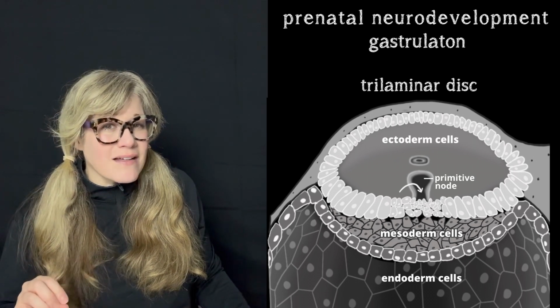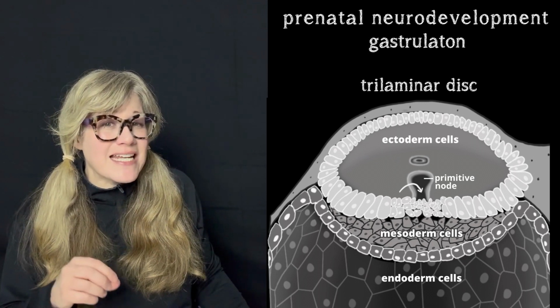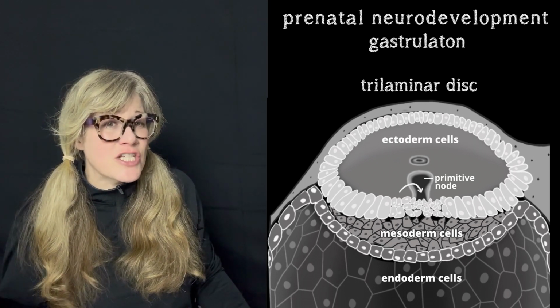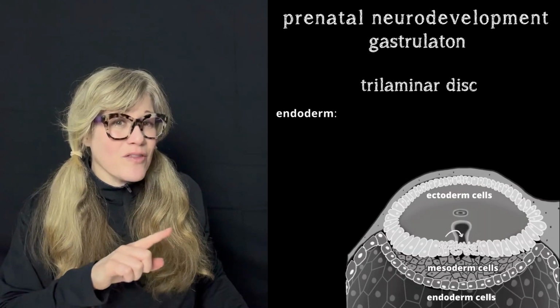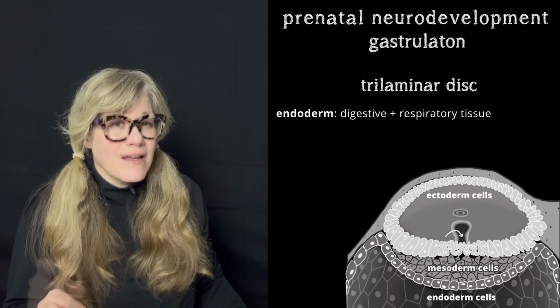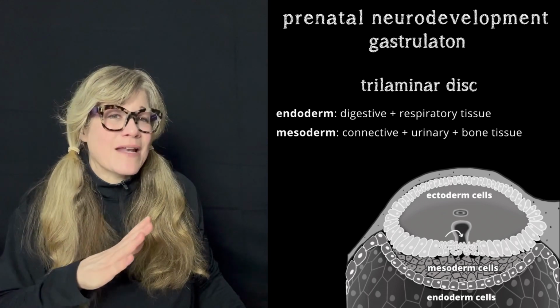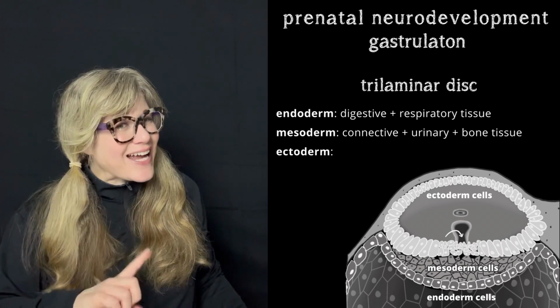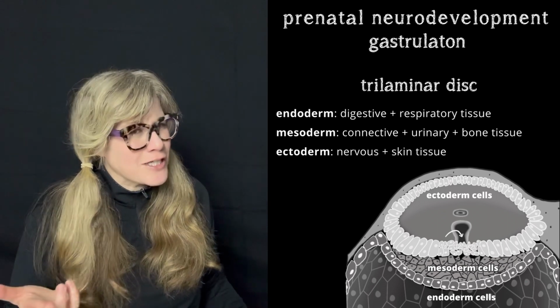And these germ cells are now multipotent stem cells that will differentiate into cells of the specific lineage each germ layer constitutes. So the endoderm cells are the precursor cells to mostly digestive and respiratory derivatives. The mesoderm cells are precursor to connective, urinary, and bone derivatives. And the ectoderm gives rise to the nervous system, as well as some skin derivatives.